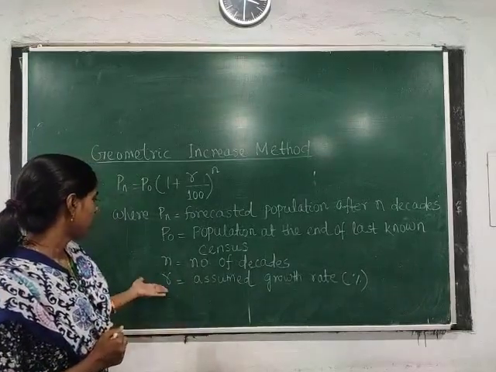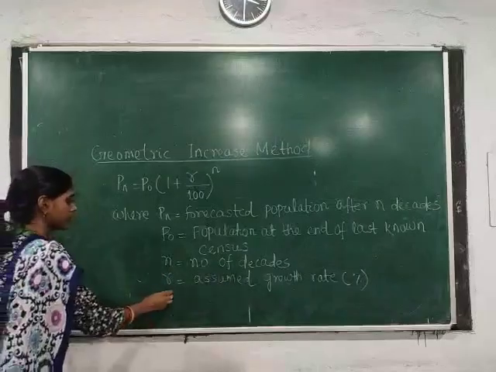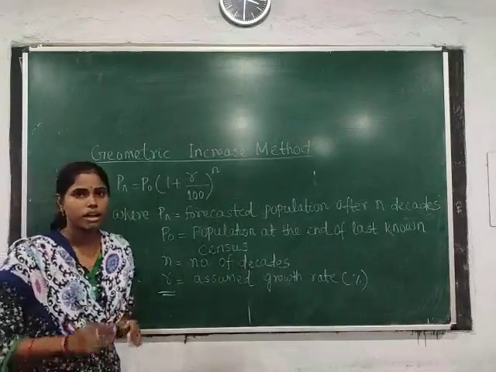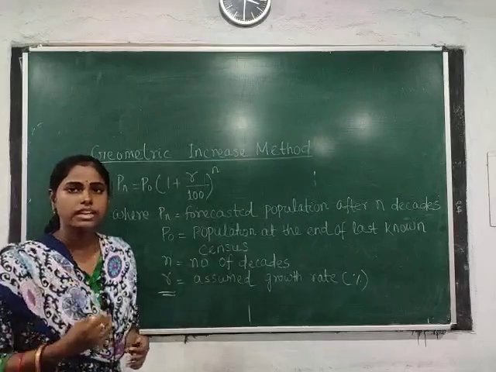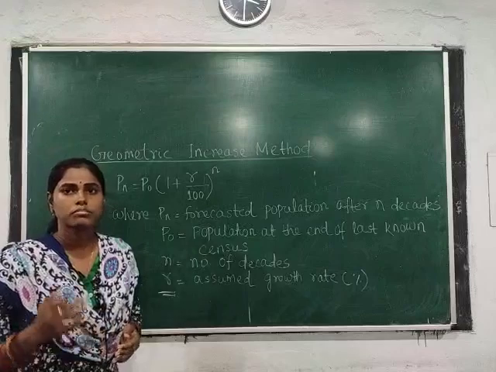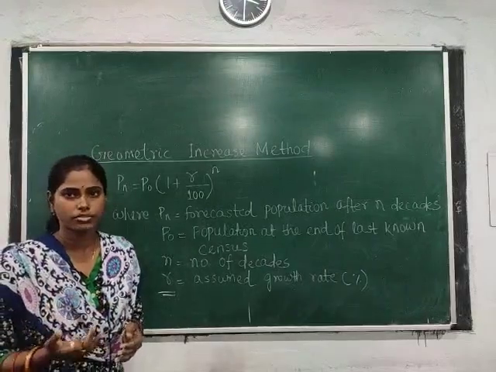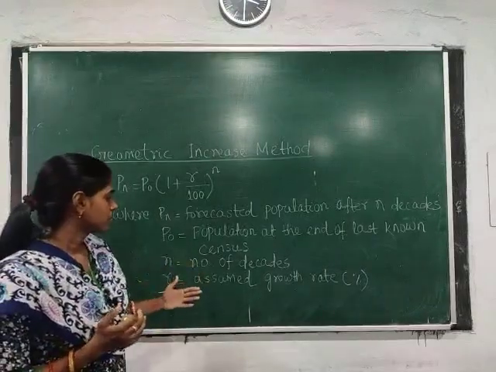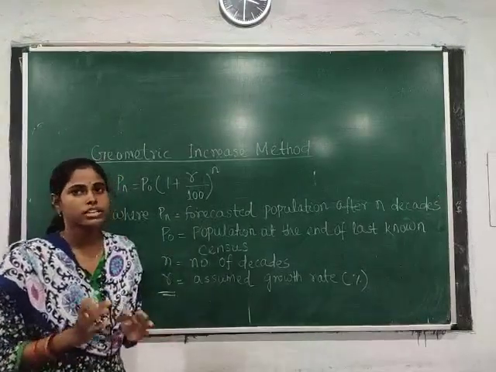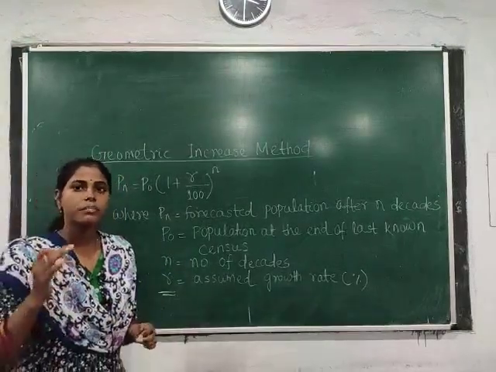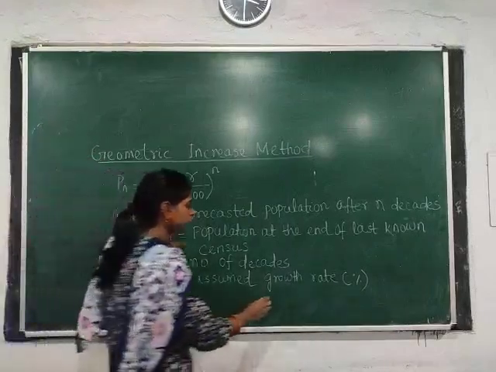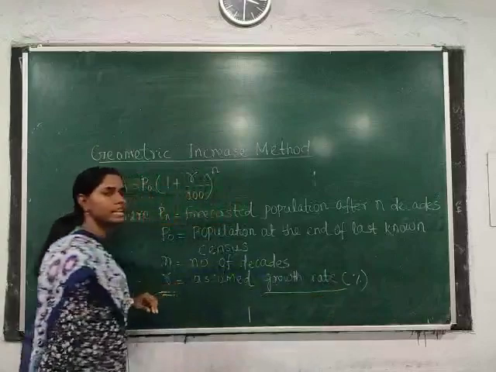So, this R can be obtained by finding the average of the increase in percentage of the population, or the average of the growth rate, of several past decades. So, how will this growth rate be calculated?